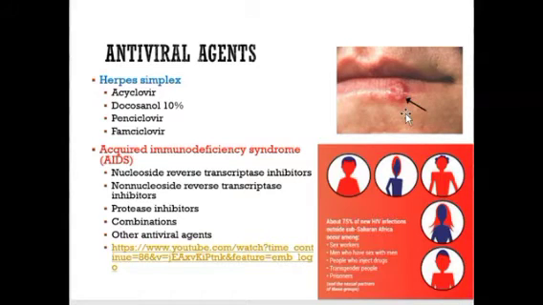Griseofulvin binds to the fungal tubulin, and disrupts the mitotic spindles involved in cell division. This griseofulvin is suitable for tinea infections but not for candidiasis, as it is ineffective against the yeast. So these are the antifungal agents. So the next class is anti-malarial agents.